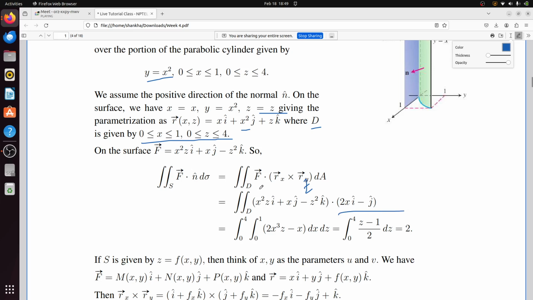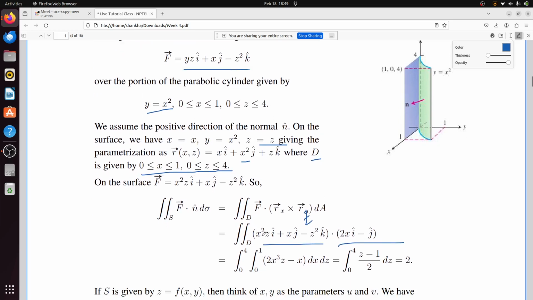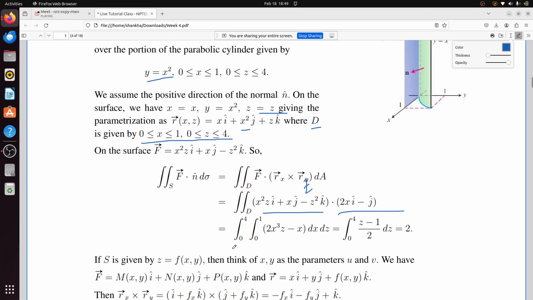Then this is Rx cross Rz cap, then this is F dot, and F is given here. F is yz plus xj cap minus z square k cap. Now y is your x square, so that's why y is replaced by x square. X varies from 0 to 1, z varies from 0 to 4, and we have just utilized this. You integrate it, you will get the answer to be 2.